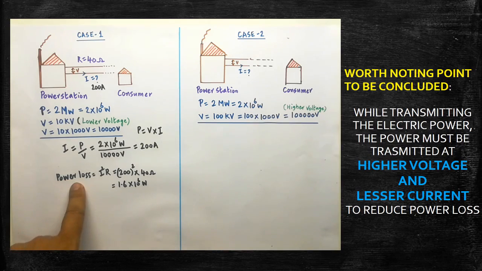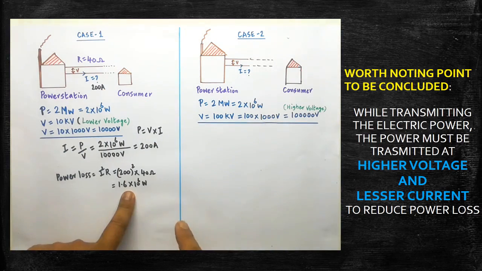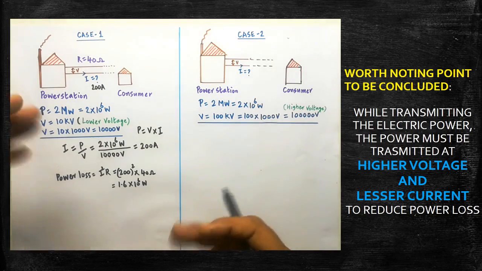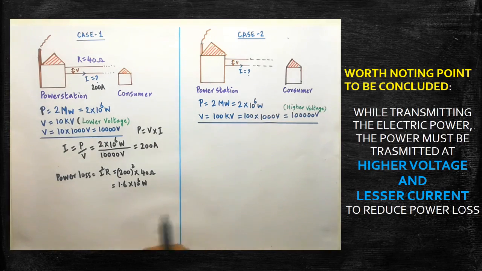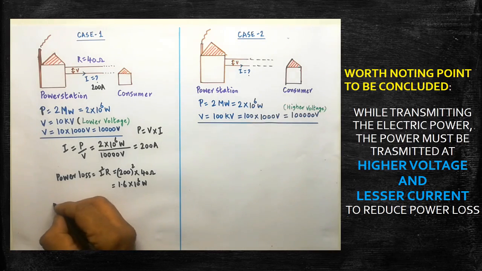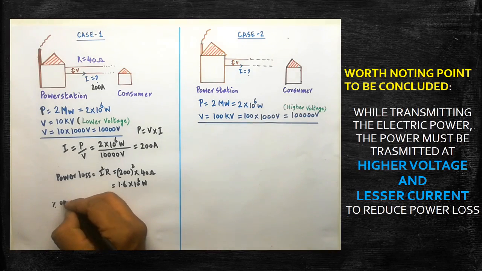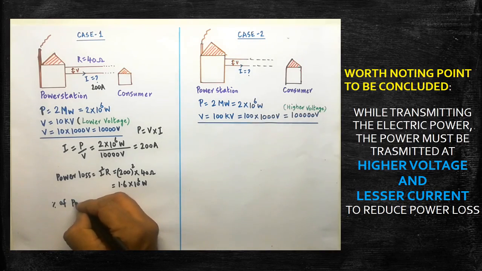This power loss will be lost in the form of heat. Are you clear? This much amount of power will be lost in the transmission wire. That will be liberated in the form of heat. So power is lost here. Now we have to calculate the percentage of power loss.